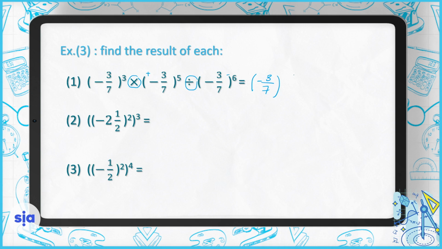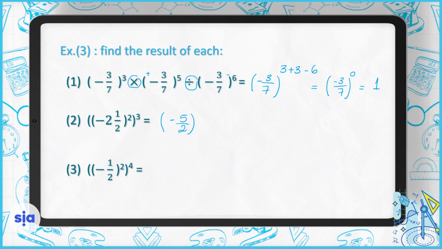So it will be to the power of 3 plus another power of 3 minus the power of 6. So it's negative 3 over 7 to the power of 0. As we said, anything to the power of 0 is equal to 1, except for 0 power 0, which is undefined.